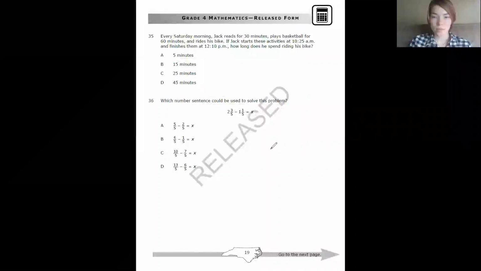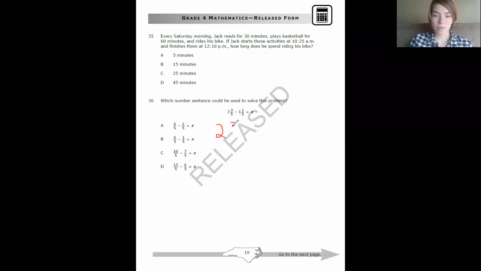Which number sentence could be used to solve this problem? Well, if we look at the original equation they give us here, they give us these fractions as mixed numbers. But if we look at our solutions, they've given us all improper fractions. So what we need to do here is convert these mixed numbers into improper fractions. Starting off with 2 3/5, we can do this first by multiplying 2 and 5. 2 times 5 is 10. 10 plus 3 is 13.